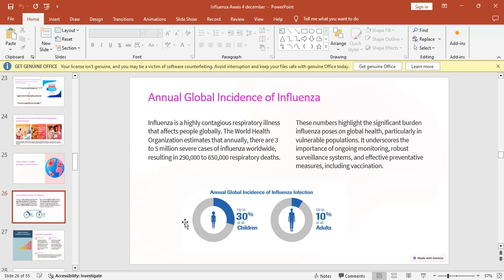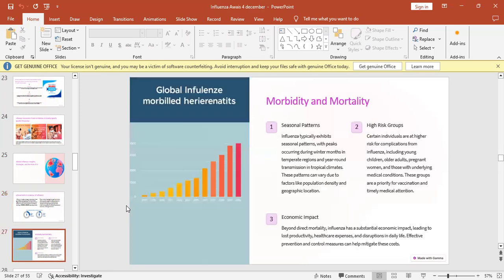This is the diagram that shows the annual global incidence of influenza, that is up to 30% of all children and up to 10% of all adults. Know the morbidity and mortality related to influenza. Seasonal patterns: influenza typically exhibits seasonal patterns with peaks occurring during winter months in temperate regions and year-round transmission in tropical climates. These patterns can vary due to factors like population density and geographic locations.